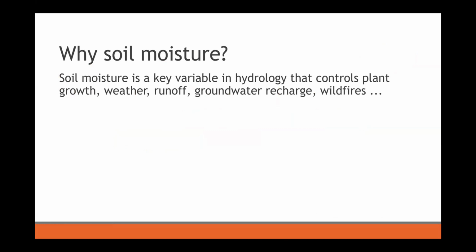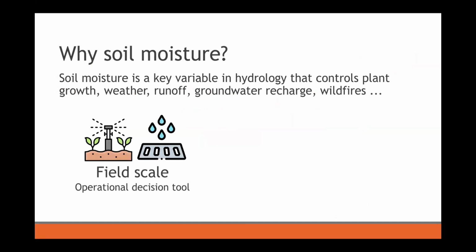I'm going to start with the generic idea that we have all seen, and that is that soil moisture is a key variable for hydrology. It controls plant growth, weather, runoff, and so on. We know the story here. But what I want to highlight is that soil moisture is not the same at all scales. If we look at the field scale, we want to know where we need to irrigate, how much, and where we can drive our machinery.